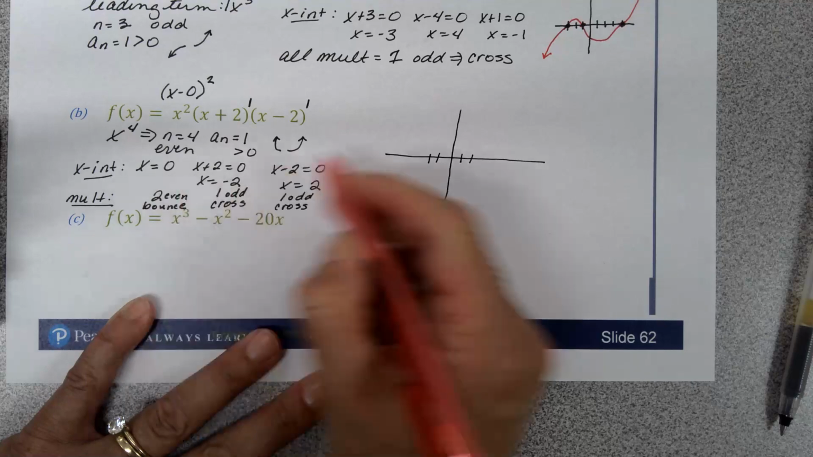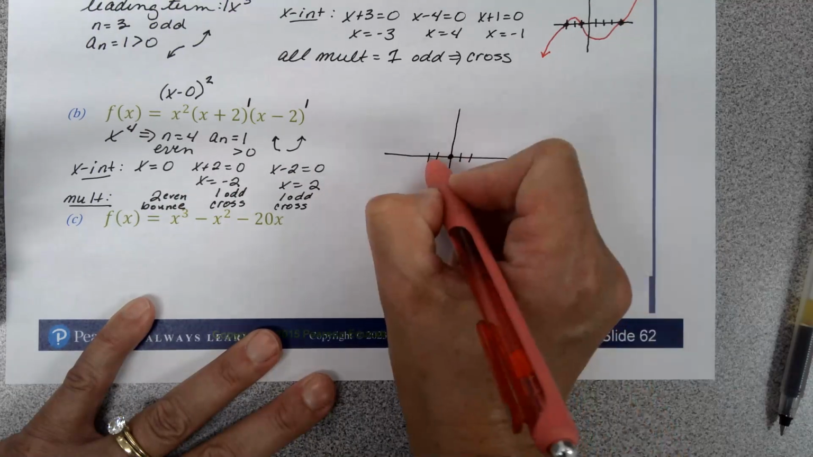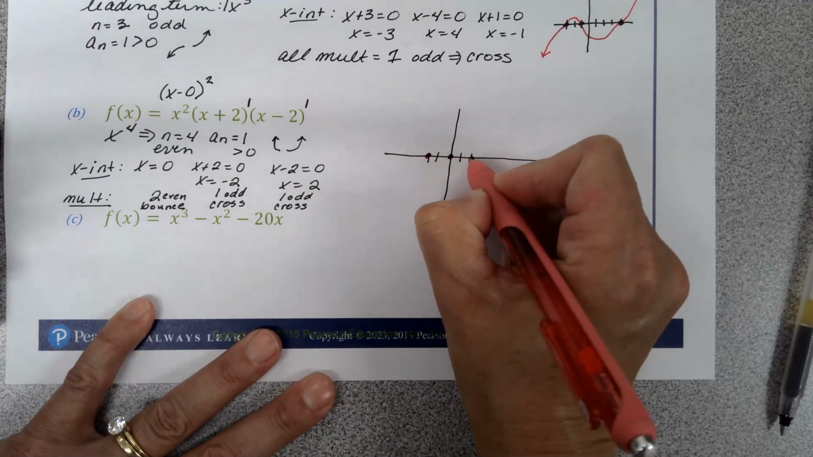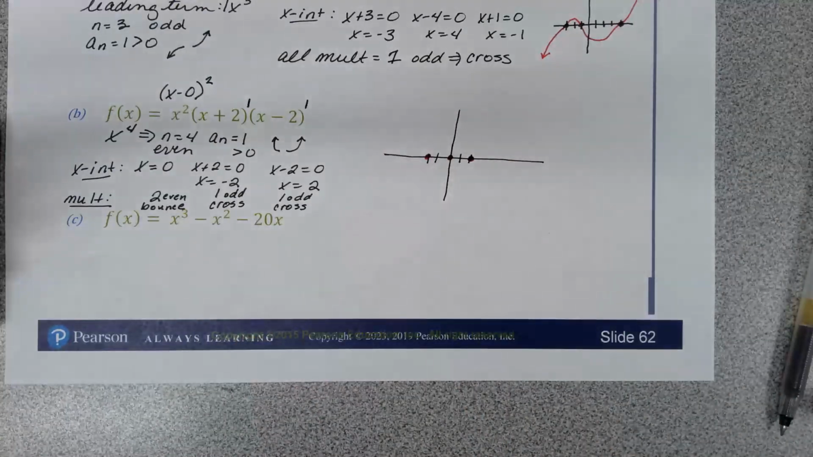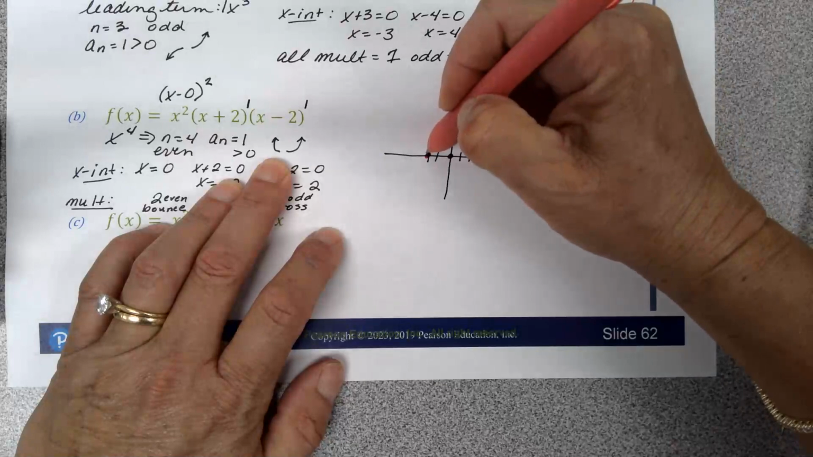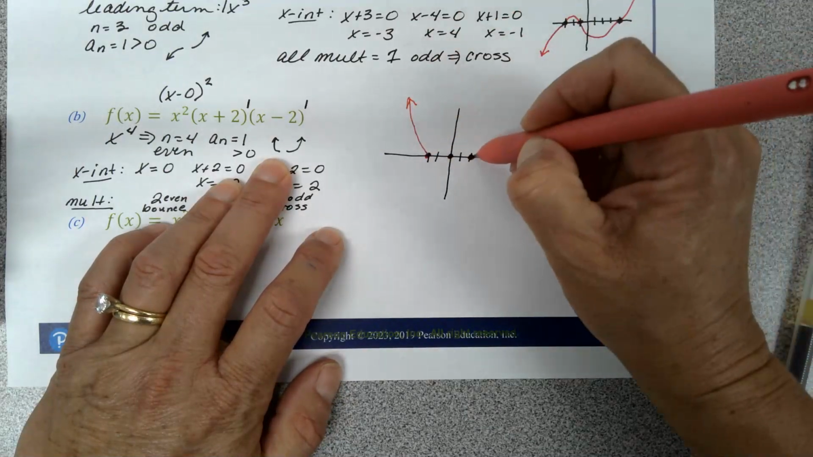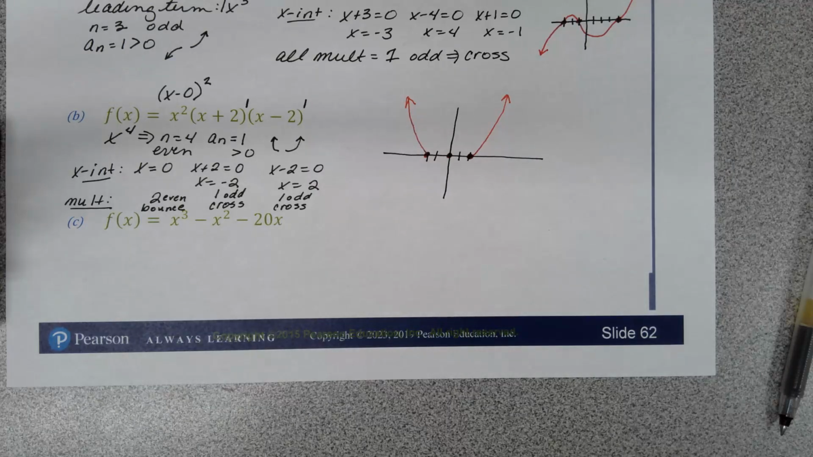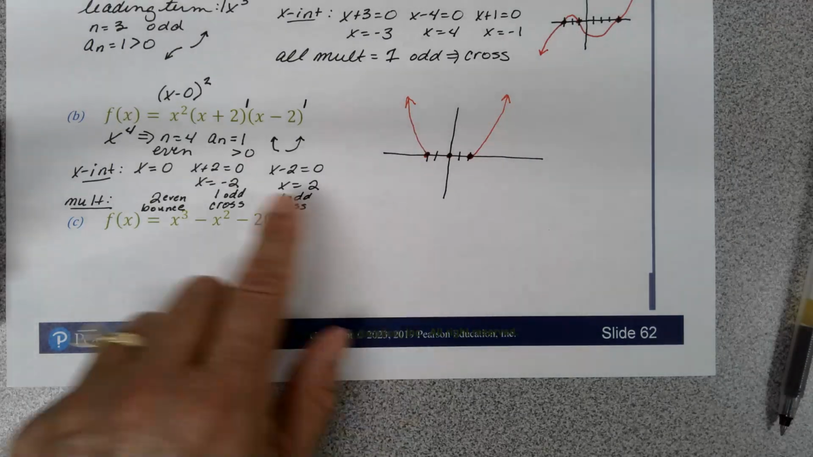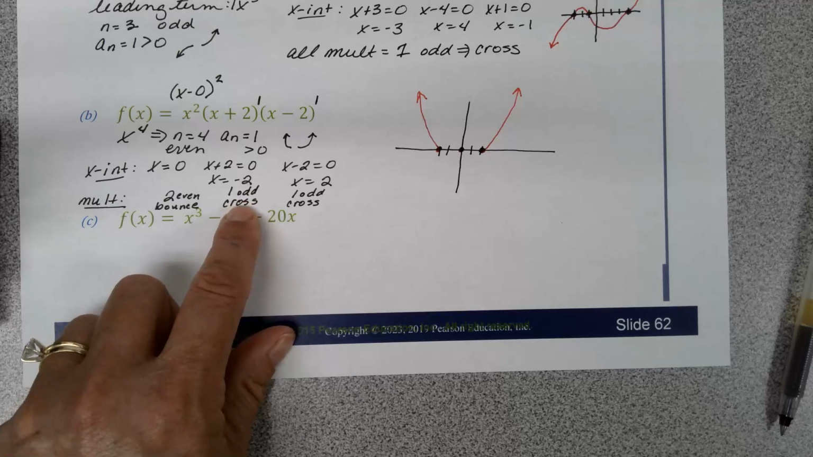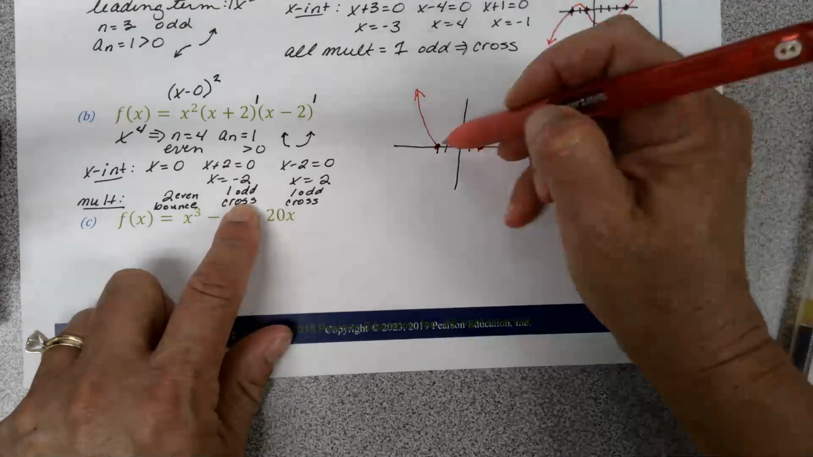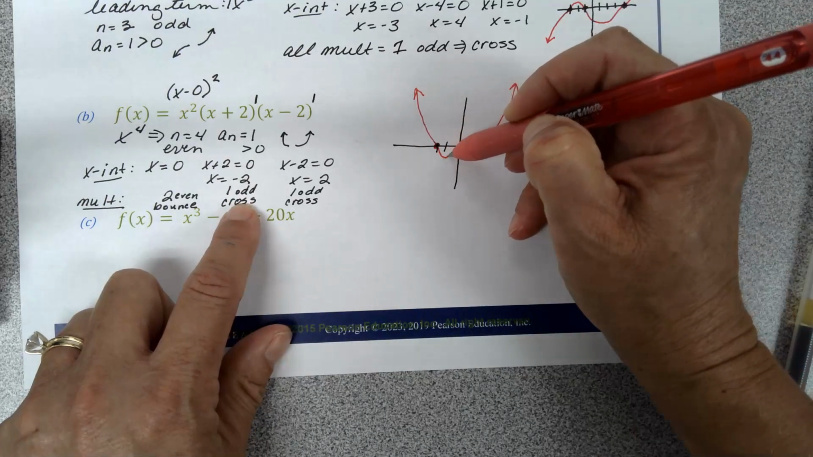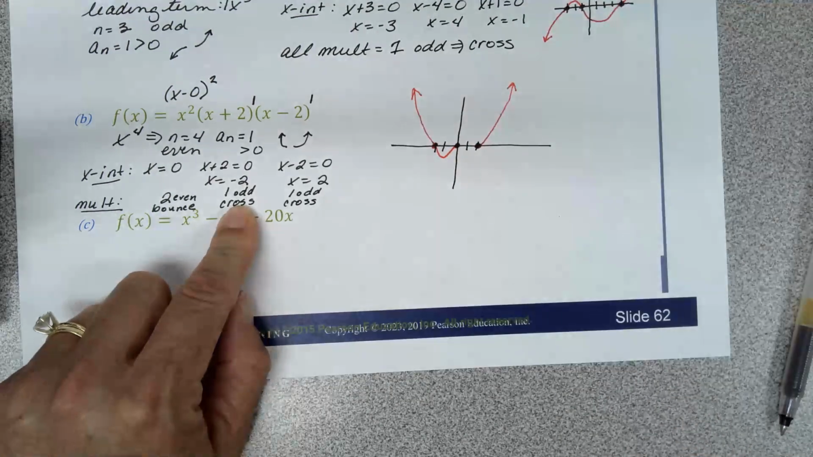So we have x-intercepts at 0, negative 2, and positive 2. So we plot those on our graph. Left end behavior rises, as does right end behavior. At negative 2, I know my multiplicity was odd, so it's going to cross. But we've still got to join our dots, and so it's got to come back up.